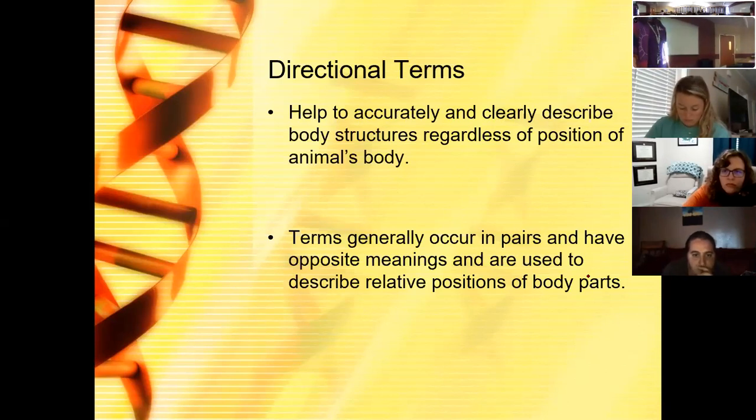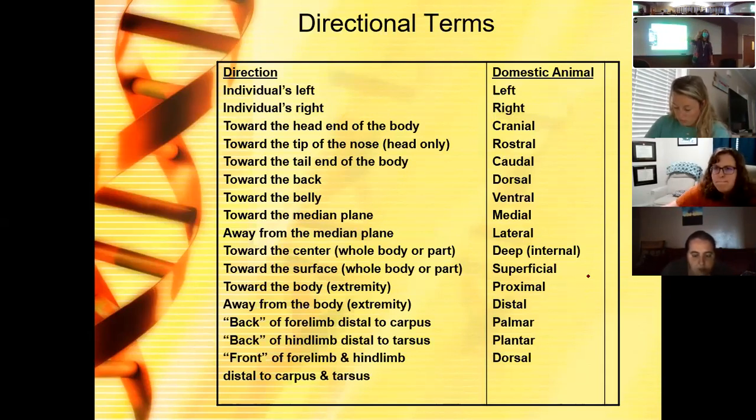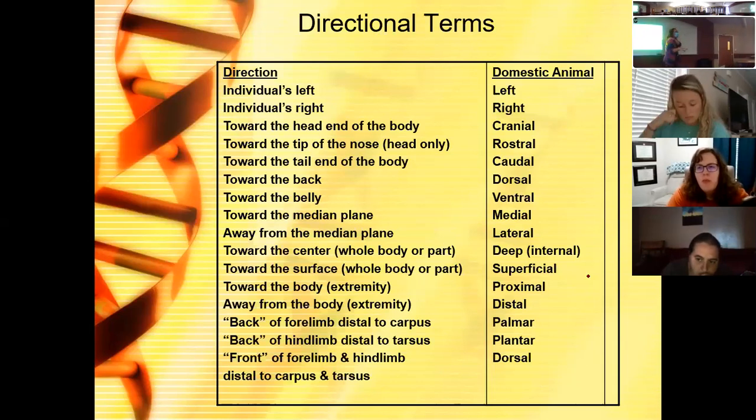These terms are generally paired. Most of them have pairs, and they have opposite meanings. A great example would be left and right. A big thing to note: we're talking about the animal's left and right. I don't care about your left and right. If I have an injury on the right shoulder, you need to make sure you are looking at the animal's right shoulder. Because if you are staring at the animal face to face, like I am staring at you right now, it is not a mirror image.